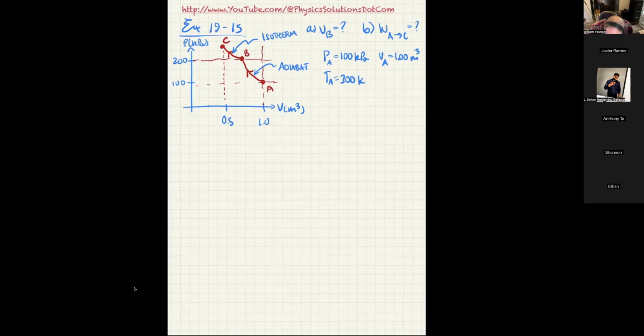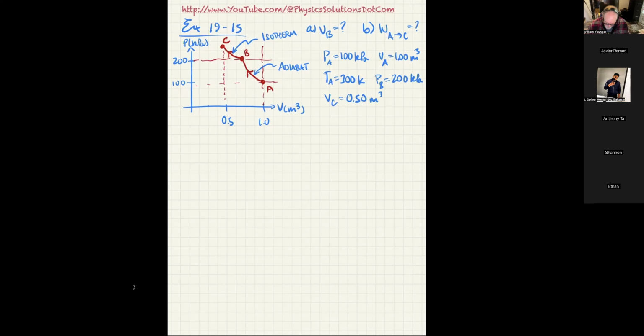We have PB equal to 200 kilopascals. And we have VC equal to 0.50 cubic meters. So that's the data we have. What we'd like to do is figure out exactly what VB is.